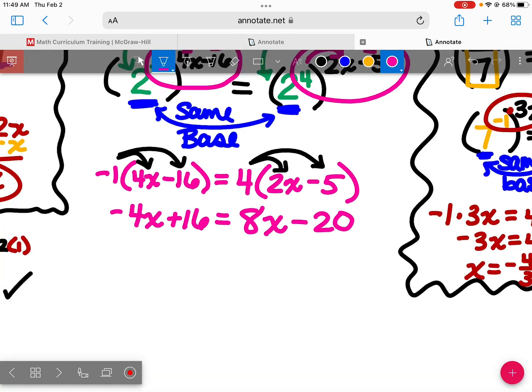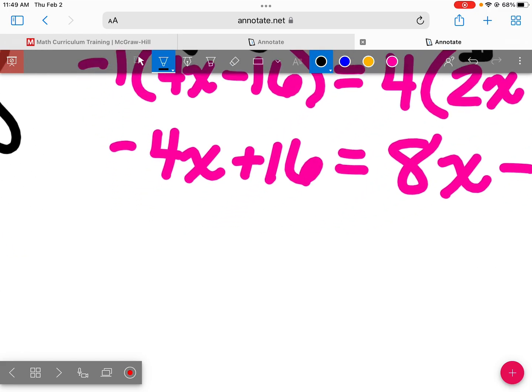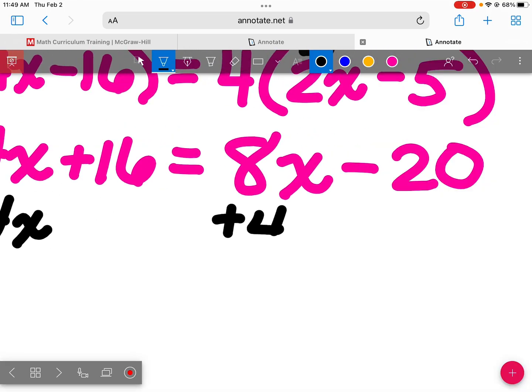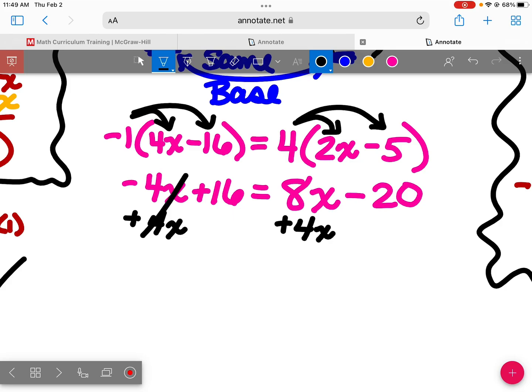What are we trying to solve for here? X. Where is x? Both sides. I need them on just one side if I'm going to isolate it and get it alone. How do I get the x's just to one side? We could add 4x to both sides, or we could do what? Subtract 8x from both sides. It doesn't matter which one you do. I heard people showing a preference for this one, so let's add 4x to both sides. But you could also minus 8x.